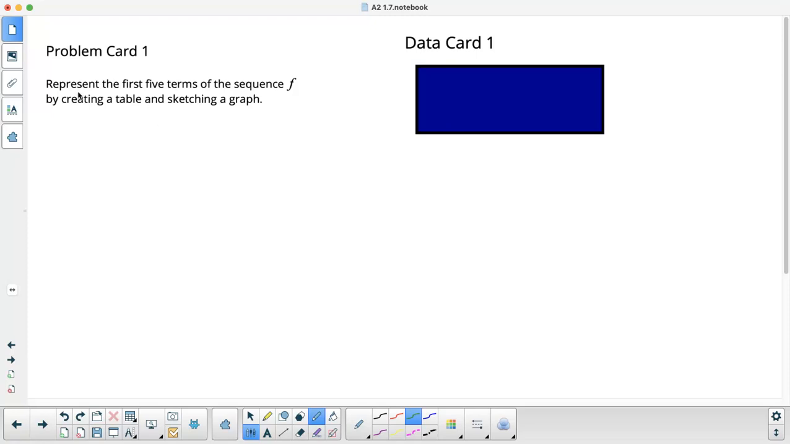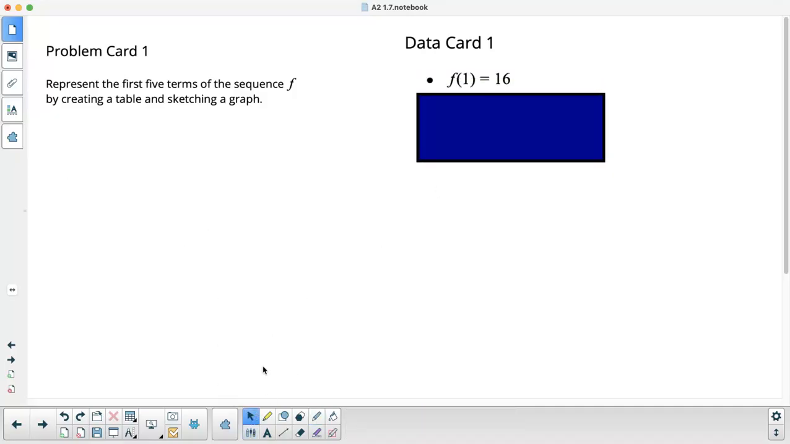So, problem card one: represent the first 5 terms of the sequence F by creating a table and sketching a graph. Okay, so I have no info there. So I'm going to ask the person with the card, "Do you have the first 5 terms?" And they're going to say, "No, I don't." Then I'm going to say, "All right, maybe do you have the first term?" And the person with the data card is going to say, "Yes, I do have the first term. The first term is 16." So that's awesome. There's my first term.